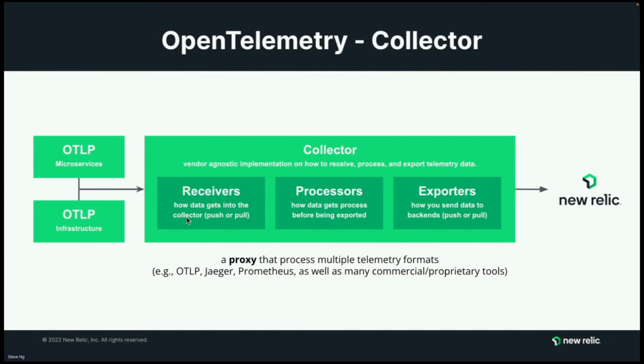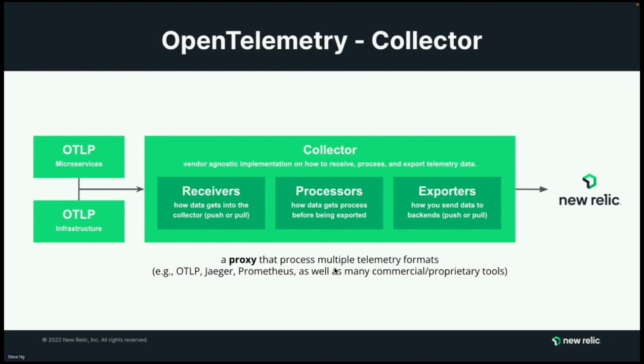Receivers pretty much just determine how you want to get data in. You want to push or pull, it's up to you. And once you get the data in, how do you want to process the data? Do you want to do additional tagging? Do you want to drop certain data? Do you want to enhance certain data? It's really up to you. But lastly, you have exporters, where you can decide how you want to push data out. This is really subject to what you want to do on the back end.